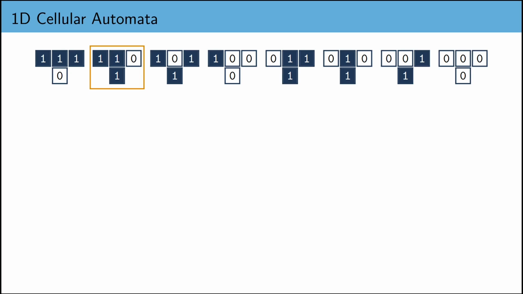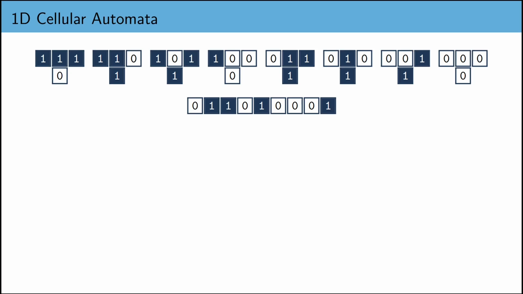For instance, this rule highlighted here says that if we're looking at a cell and the cell to the left has a 1 in it, the cell itself has a 1 in it, and the cell to the right has a 0, then we look to the bottom of the T to see what the cell should be at the next instant. And in this case, the cell should still have a 1 in it. Below these rules, I'm going to write out a tape that has 0s and 1s in some sort of random starting configuration. And I'm going to write out below what the tape looks like at the next instant of time.